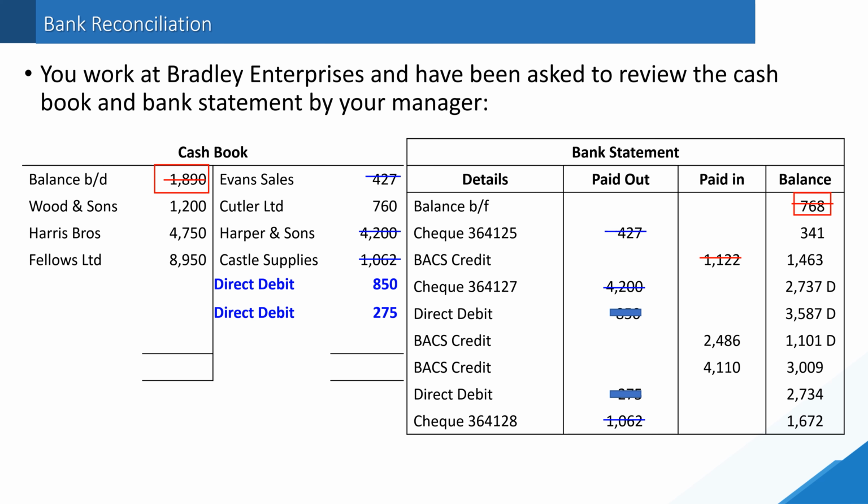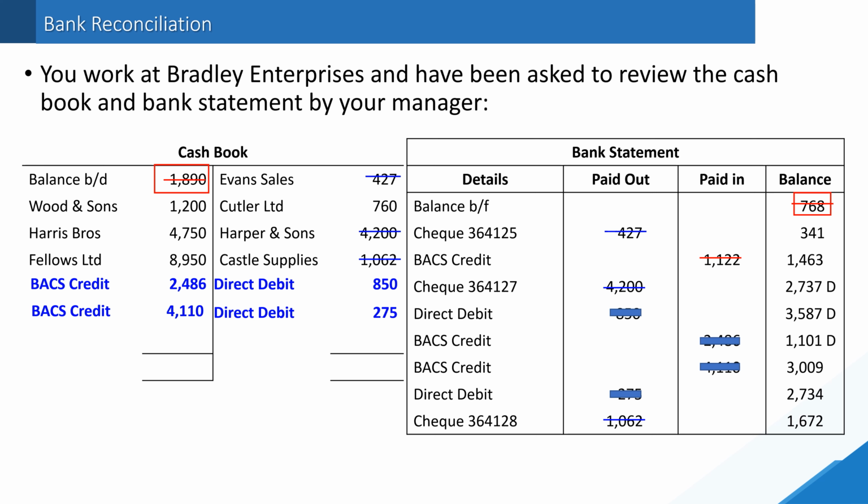In the paid in column of my bank statement, I've got two amounts which need to be recorded on the debit side of my cash book for £2,486 and £4,110. At this point, if I look in my bank statement, all the items have had a tick next to, a line through, or a bar through. So everything in my bank statement has either naturally occurred in the cash book or I've put them there.